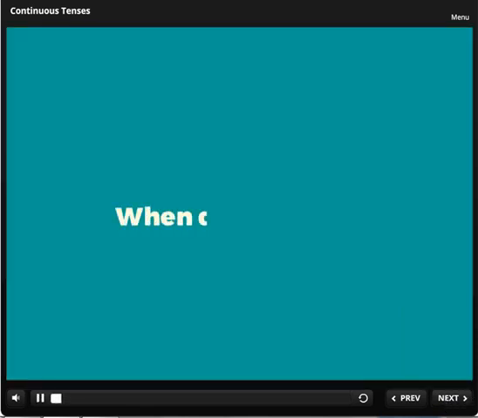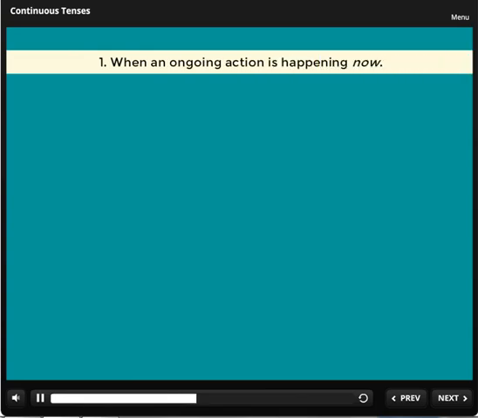There are three main reasons for using present continuous. The first one is the most important and the only one that you need to teach your students. The other two are extra information for you as a teacher. We use present continuous for ongoing actions that are happening in the present, that is, right now.